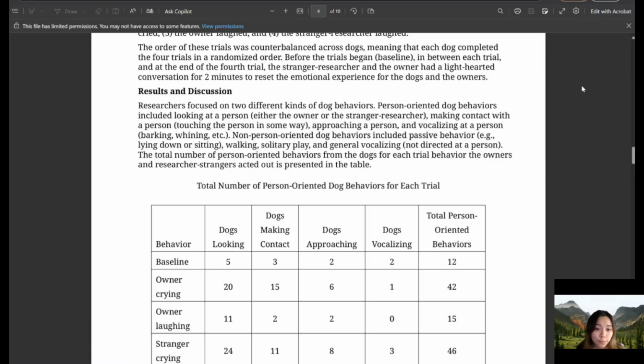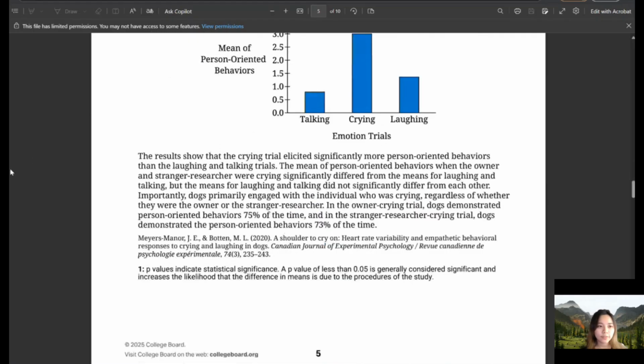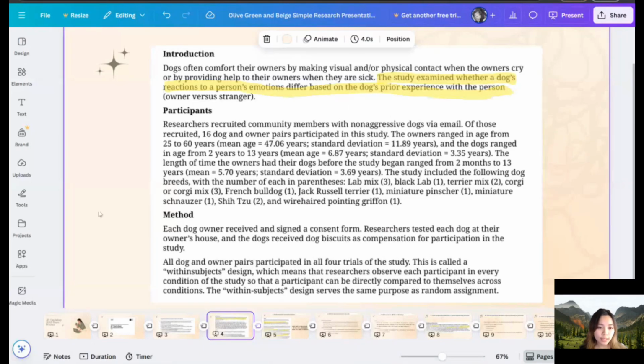And the total number of person-oriented behaviors from the dogs for each trial behavior that the owners and researcher strangers act out is presented in the table. We are going to talk about the table later. Let's just skip all of this and go back to the Canva.